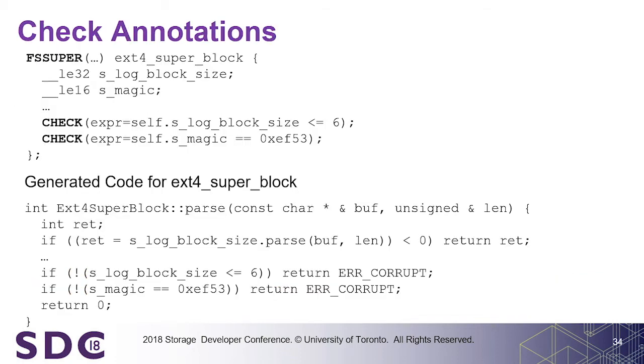Spiffy also provides a check annotation that helps to check metadata structure constraints at runtime. In the top example, we specified that the block size must be at most 64 kilobytes, and the magic field of the superblock must be exactly the ext4 magic number. The bottom example shows a fragment of the generated parsing code for the ext4 superblock. This example shows how check annotations are implemented. These checks help detect metadata corruptions.